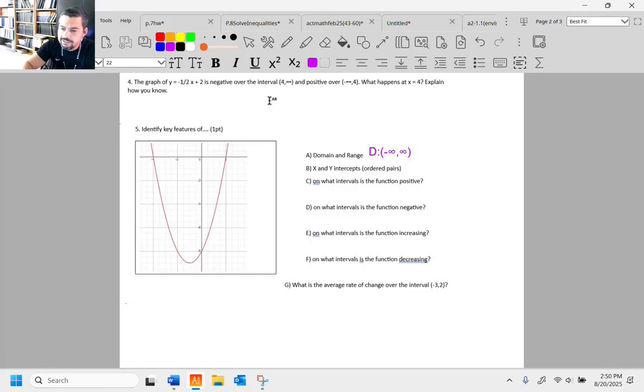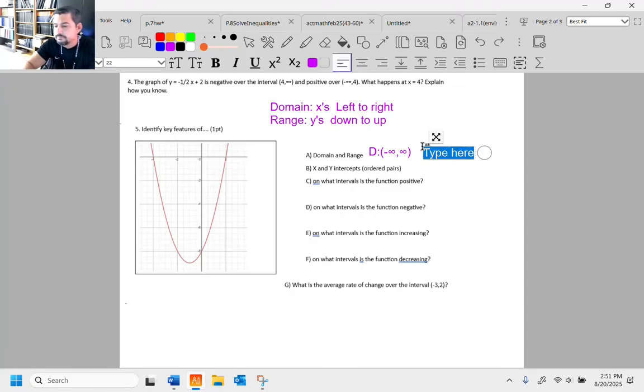And I know I've got a lot of kids who are struggling with domain and range. Domain is your x's, okay? It's about your left to right. Range is your y's, which is about your down to up, okay? So when I talk about my range here, my low y value is at -7, and it's a point. Like there's not an open hole or anything. It's there. It's -7, and we rise on either side of the parabola to infinity.